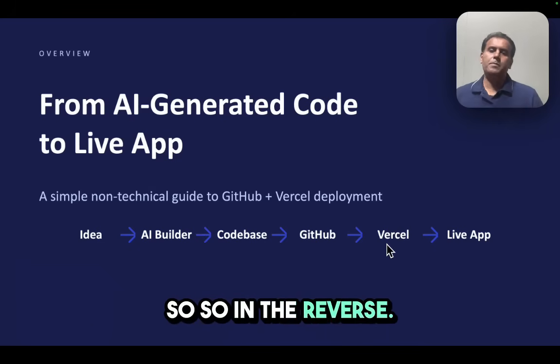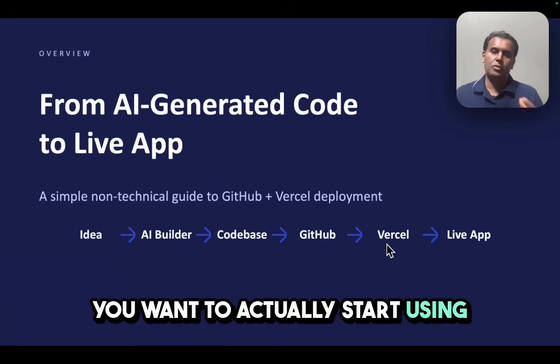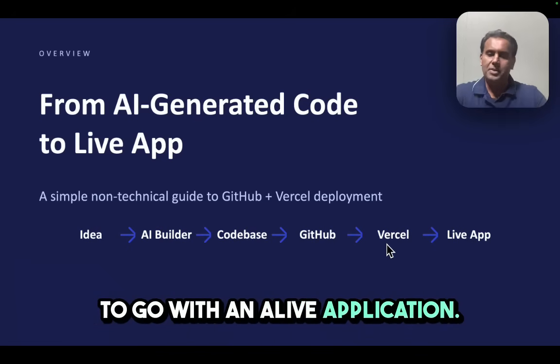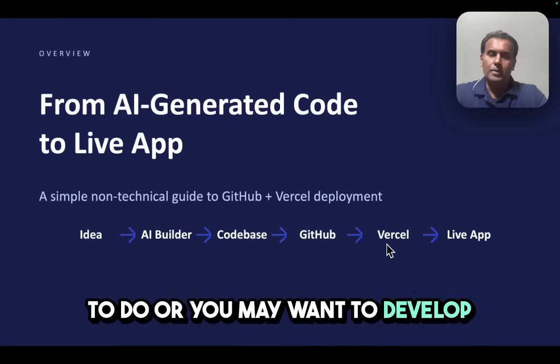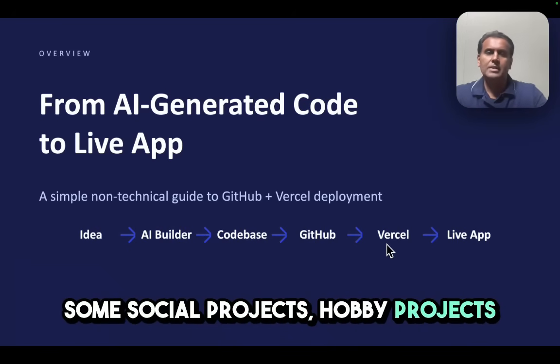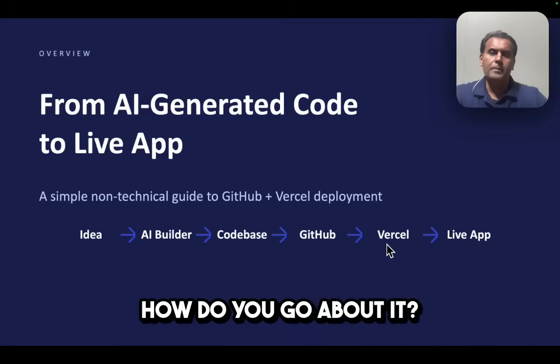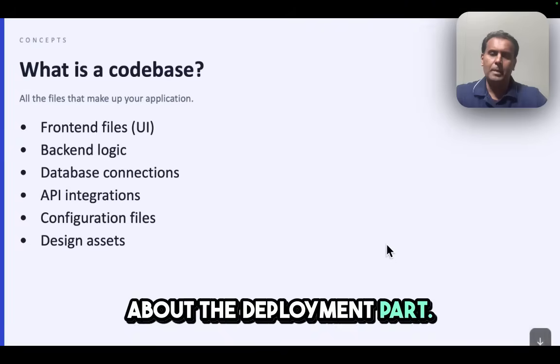So in the reverse, let us say you have an idea, you want to start using Claude to build code, and you want to go to a live application. It may be a CRM dashboard you want to build, or you may want to develop some social projects, hobby projects, or anything for that matter, like a coaching platform. How do you go about it? We will not talk about the idea part, we will just talk about the deployment part, right?